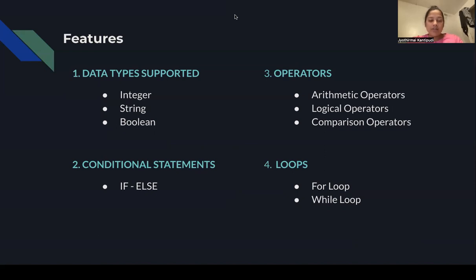Our language also supports two types of loops. One is for and the other is while. The for loop is useful when you want to iterate over a sequence of values, whereas the while loop is used when you want to execute a block of code repeatedly until a condition is met.